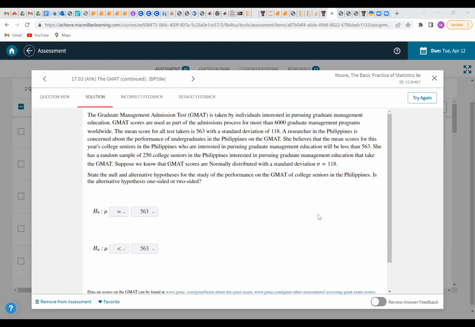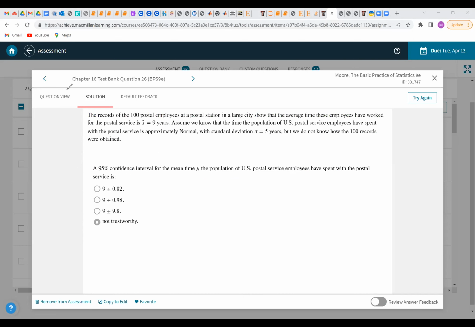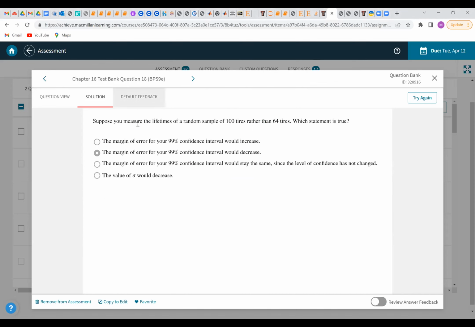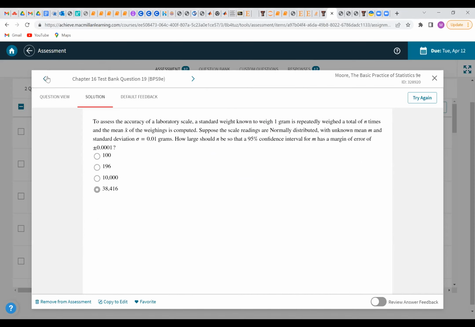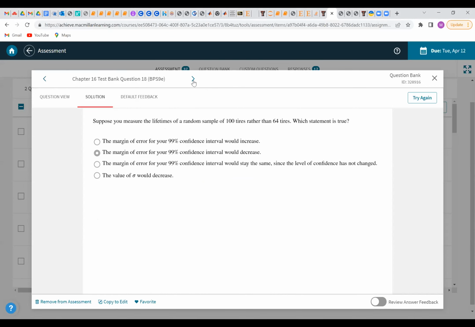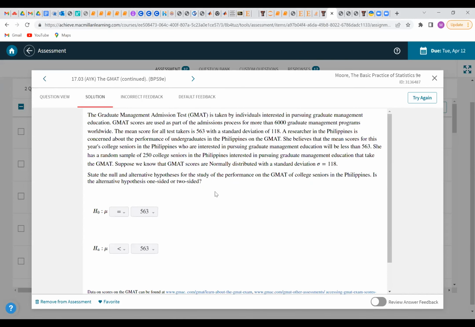Okay, great. This problem is about the GMAT, which is taken by individuals interested in pursuing graduate management study. Here we need to determine the, oh, I'm sorry, I went to the next problem. Okay, not this one. Yes, this one. Here we need to write the hypothesis statements, that means the null hypothesis and the alternative hypothesis.